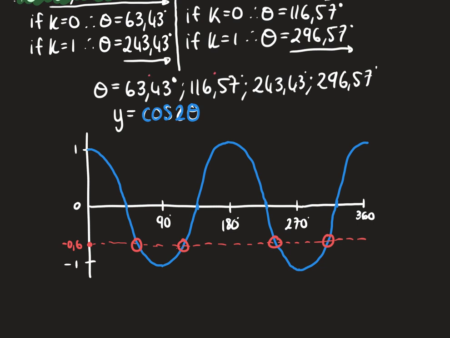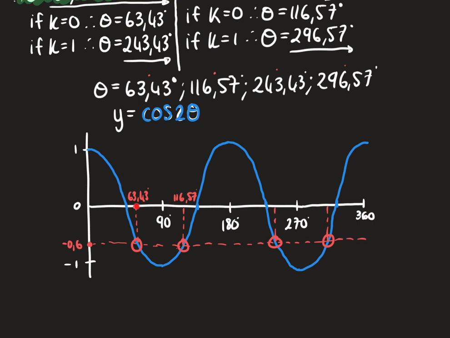1, 2, 3, 4. So let's see, what are we actually solving for? We're solving for where on the x-axis of this graph does your cos of 2 theta graph have a y value of -0.6. So let's see if it works out. I'm going to put dotted lines to these. The first one is going to be 63.43. The second one is going to be the 116.57.